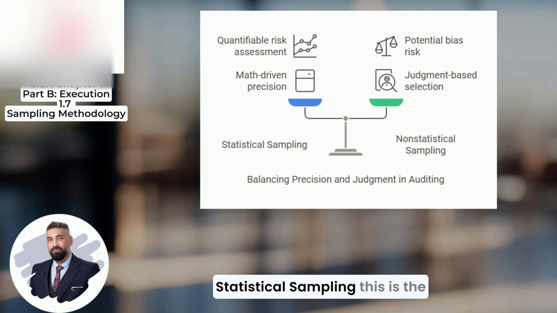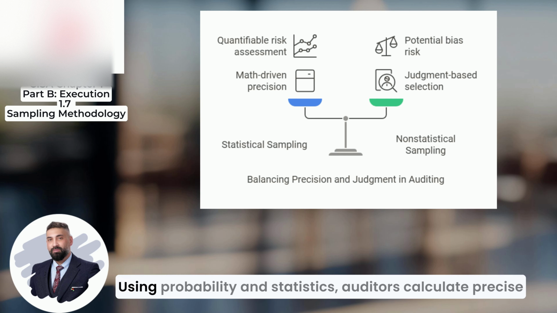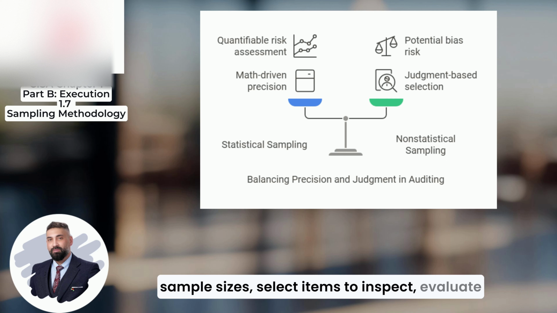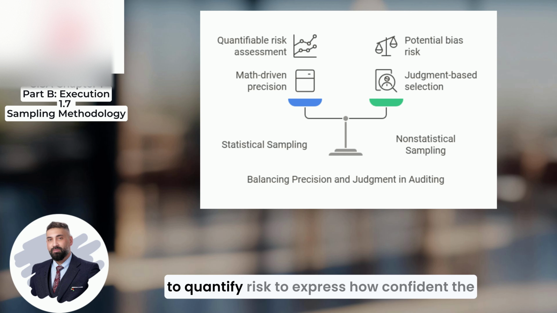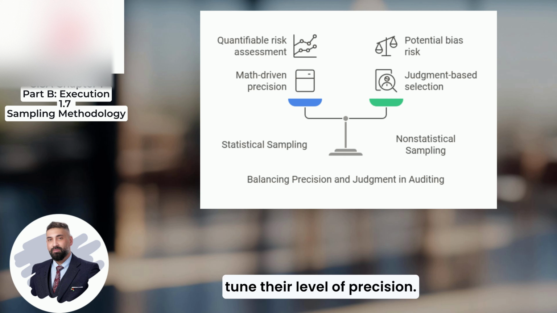1. Statistical sampling. This is the hardcore math-driven approach. Using probability and statistics, auditors calculate precise sample sizes, select items to inspect, evaluate results, and ultimately make conclusions about the population as a whole. What makes statistical sampling powerful is its ability to quantify risk, to express how confident the auditor is in the conclusion drawn. For instance, the confidence coefficient represents the percentage likelihood that the sample reflects the larger population. A common confidence level is 95%, which means you're willing to tolerate a 5% chance that your sample doesn't quite represent reality.